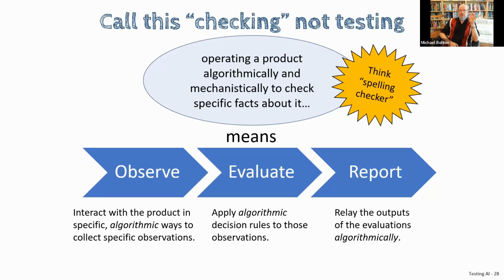And that means algorithmically interacting with the product in specific algorithmic ways, making an algorithm run the product, present a bit of input to it, make it do something, make it produce some output, and then collecting observations of that output, and then applying algorithmic decision rules to those observations, and then taking the outcome of those decision rules and relaying those to humans for assessment and evaluation algorithmically. Well, that's a process that's inside a test, but it's not really a test.